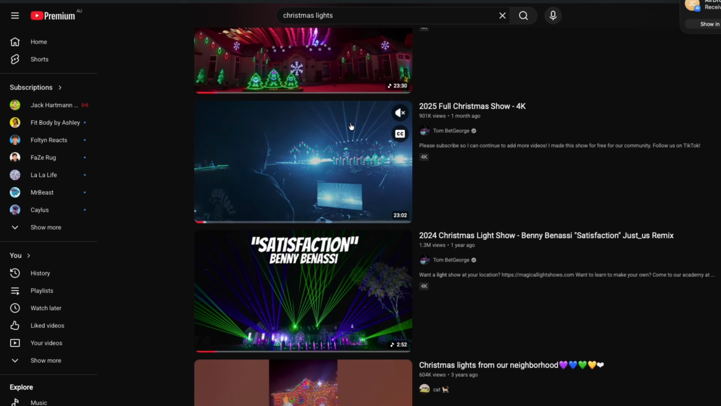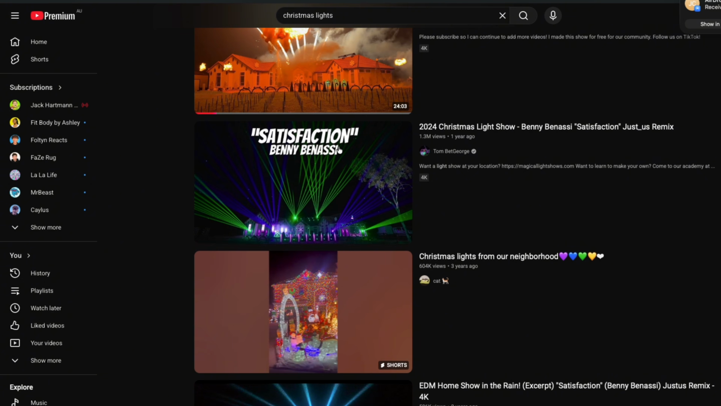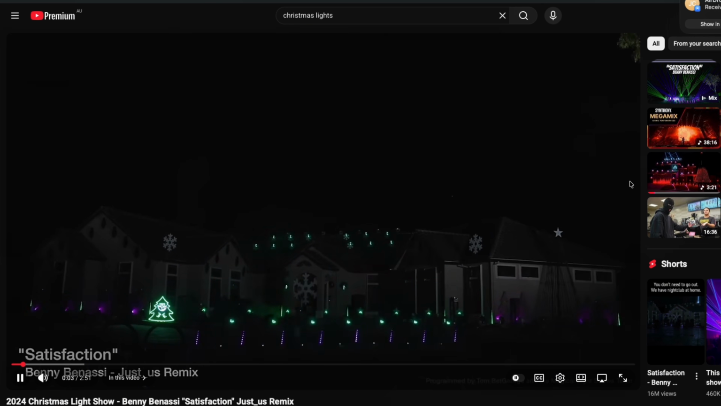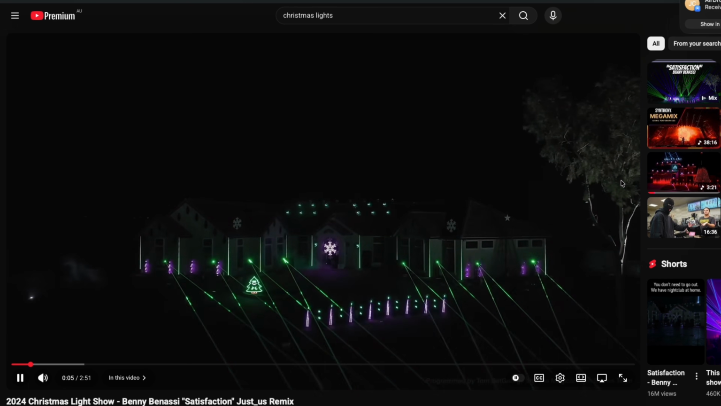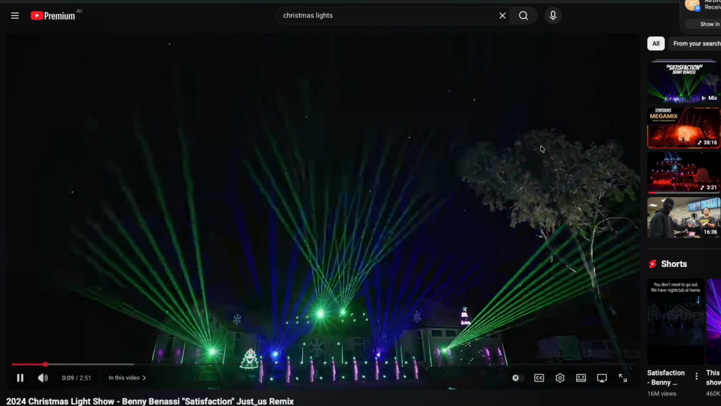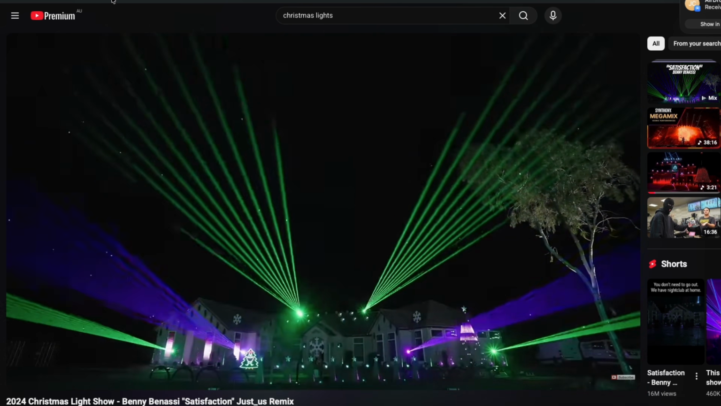These houses with clean, crisp lines, leaping arches, huge screens, and giant Christmas trees, all perfectly timed to music, from some of the GOATs of the hobby like Tom Betgeorge from Magical Light Shows, whose display goes viral every year. I was hooked and I had to know what this wizardry was and how I could do it. And I fell into the animated lighting world wormhole where I remained for many months.